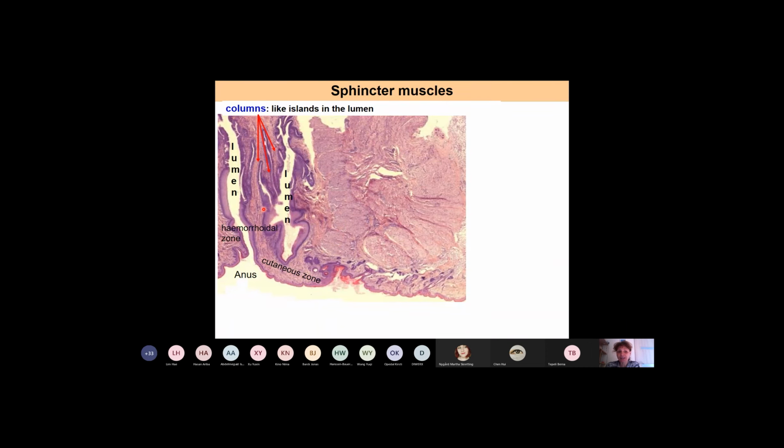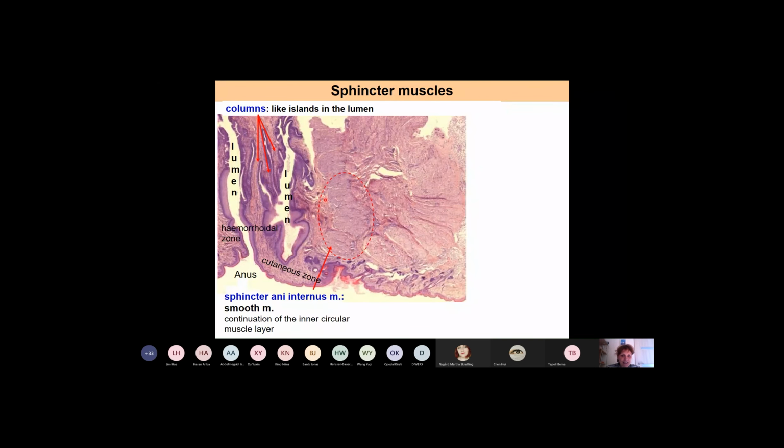On the left side, you can see the lumen of the rectum, and inside of the lumen you can see the columns. It is interrupted actually by the columns, but it is due to the plane of the cut. It is a longitudinal cut of the rectum, and that's why we can see the columns in the middle of the lumen.